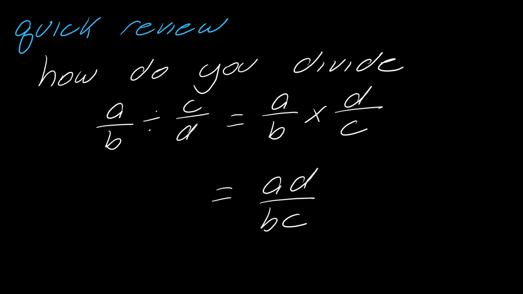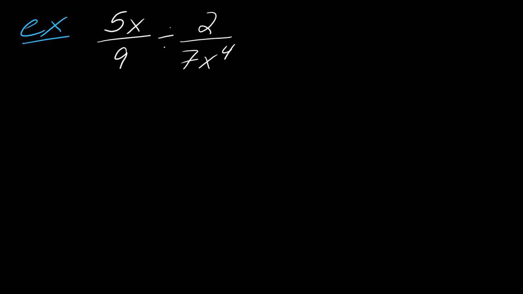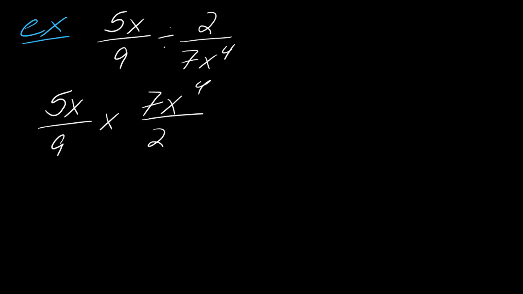Okay, so this is really all we need to know for working with rational expressions, because it's really the same thing. Here's maybe a baby rational expression we could start with. I've got 5x over 9 divided by 2 over 7x to the fourth. The first thing I'm going to do is set this up so that I'm multiplying by 7x to the fourth over 2. Then I can just multiply straight across. 5 times 7 is 35. I add the exponents, so this will become x to the fifth. And then in the bottom, this will be 18.